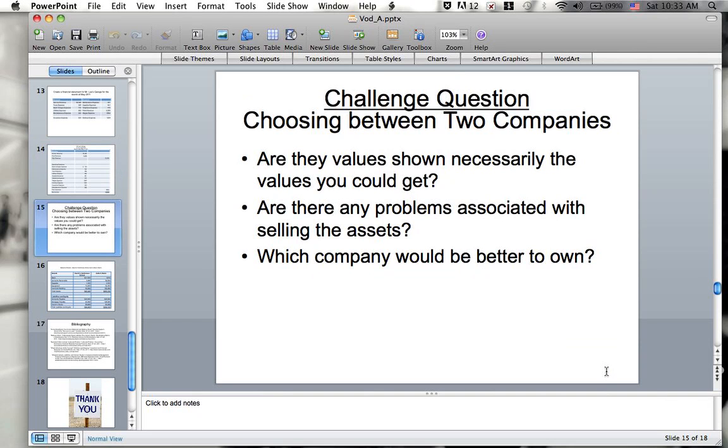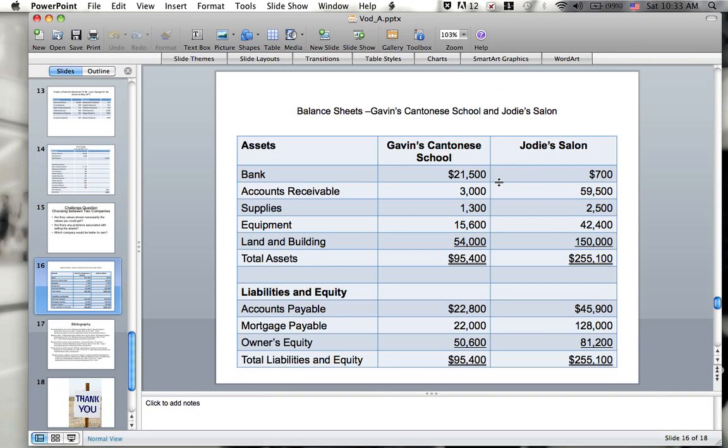Assume that each of the two companies have been forced out of business and must sell its assets for cash in order to pay its debts. In Jolie's salon, the values shown are not necessarily the values I could get. Bank is only $700. However, accounts receivable is $59,500. In Gavin's Cantonese school, there aren't any problems associated with selling the assets.